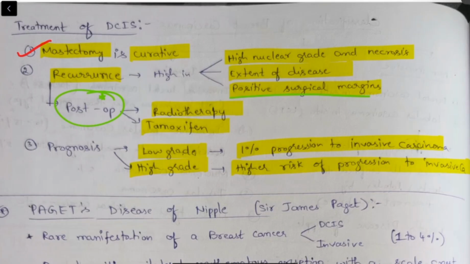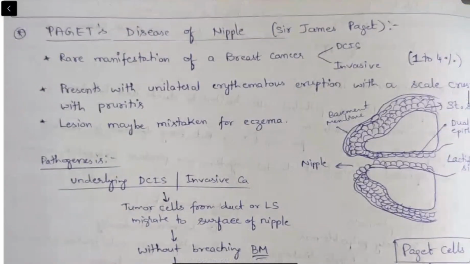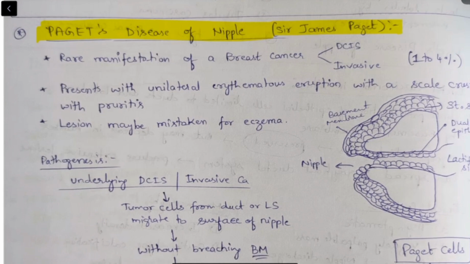Okay, so then coming to Paget's disease of the nipple, which is one more type of non-invasive or carcinoma in situ. Okay, this is named after Sir James Paget. So this is a rare manifestation of breast cancer.